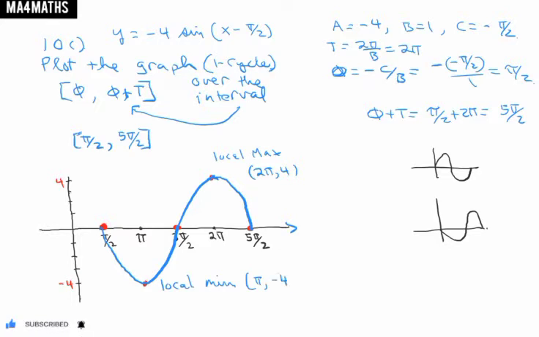And the intercepts, this would be pi/2, 0. This would be 3 pi/2, 0. And this would be 5 pi/2, 0. So this would be your answer. Do you have any questions on this? So this was problem 10C. Please let me know if you have any questions.